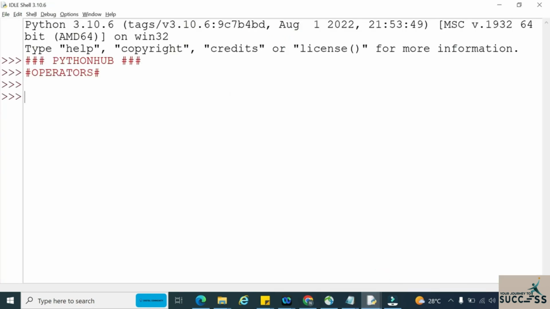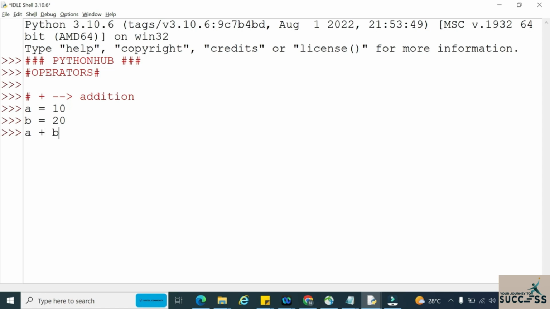Suppose this is the IDLE. The first operator we are discussing is plus, with which we will do addition. Let me take two variables: a with the value 10 and b with the value 20. Now I have created two variables, a with the value 10 and b with the value 20. Now let me apply the addition between these two.